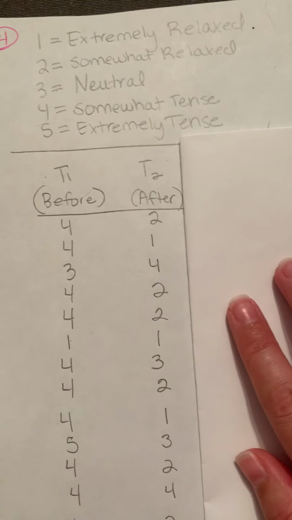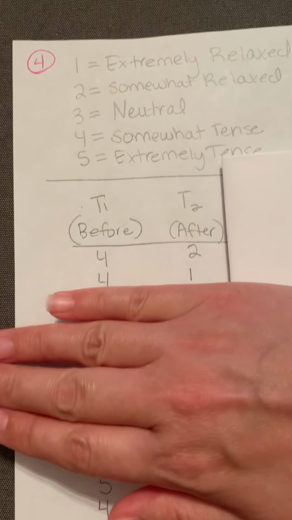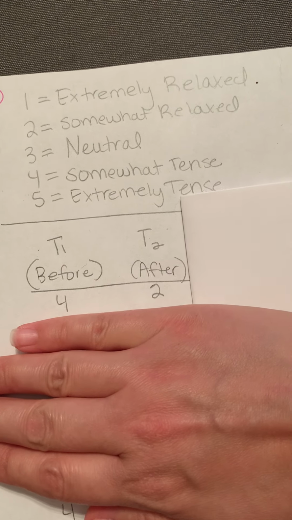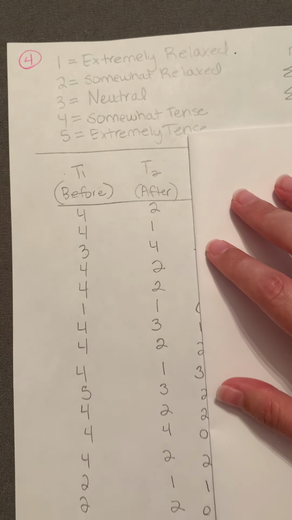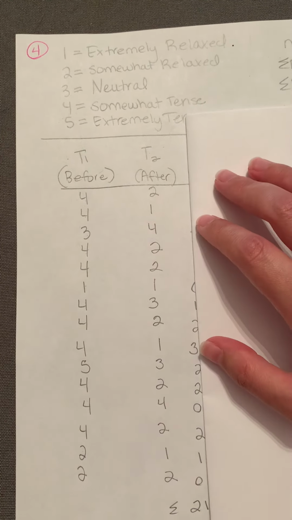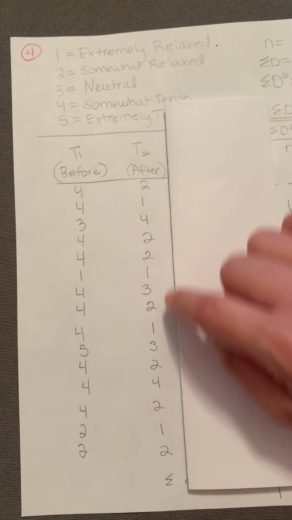So this was person one's right here, scores before and then after. After, we see a decrease in most people's responses. So that's what these two columns are.